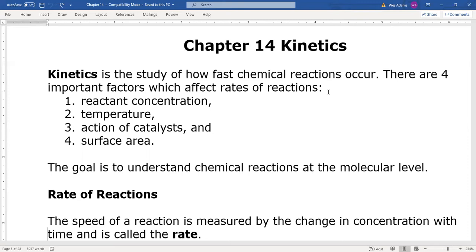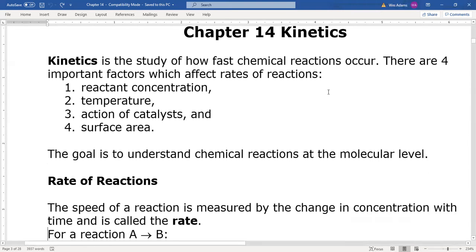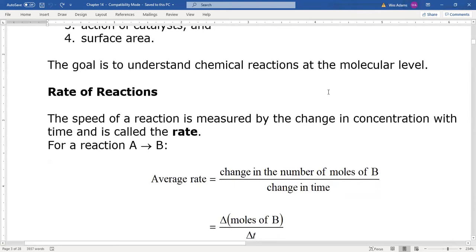The goal being to understand things at the molecular level. So we want to talk about factors, and we'll talk about them each specifically, the first two more so than the second two, but we'll talk about all of them. We want to talk about how we measure what rate is, and then we can talk about whether or not it changes. So the speed of reaction is measured in the change in concentration over time. That can be a reactant, that could be a product. You need to pick one.